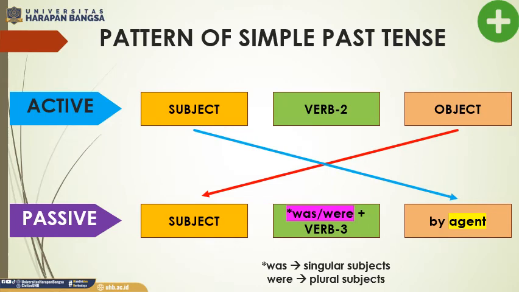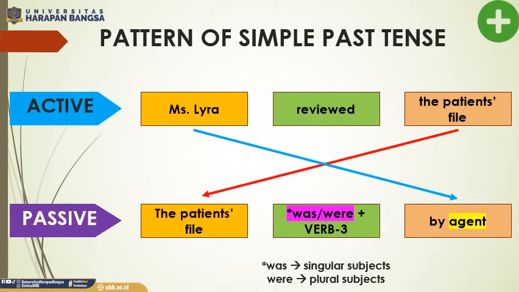The subject from the active becomes the agent, by agent, in passive. See the example here. Subject, Miss Lira. Verb 2, reviewed. Object, the patient's file. When it is changed into passive, it becomes the patient's file was reviewed by Miss Lira. Okay, do you get it?